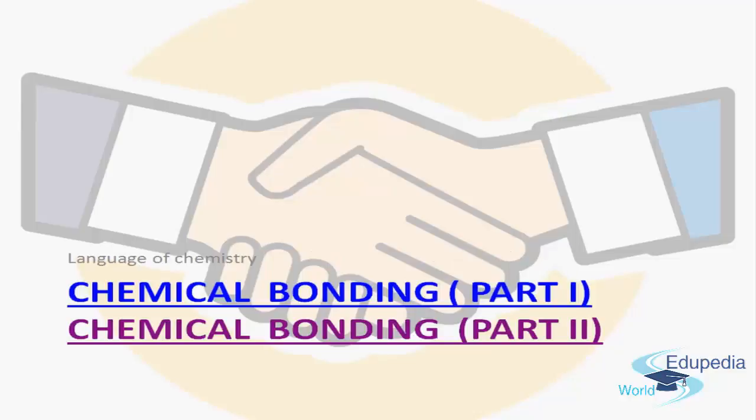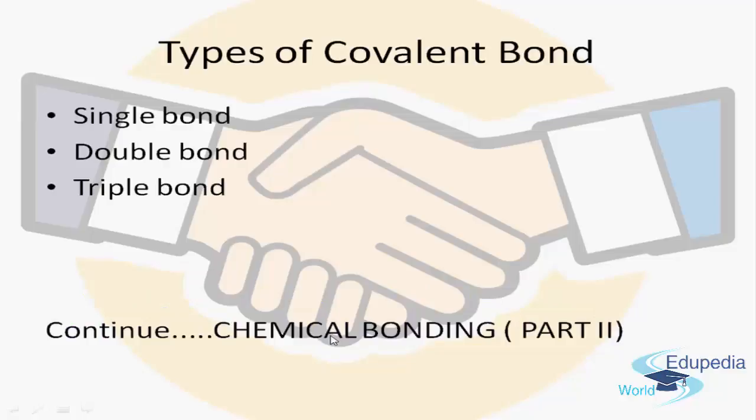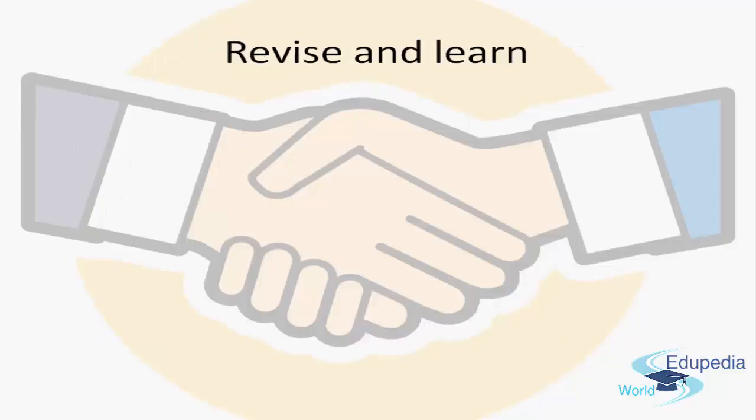Friends, today we are going to start with the second part of chemical bonding, part 2. So let's start with the session. Here in this session we'll be learning single bond, double bond and triple bond, the types of covalent bond. Before starting, let's revise the last session so that we can have a proper learning.